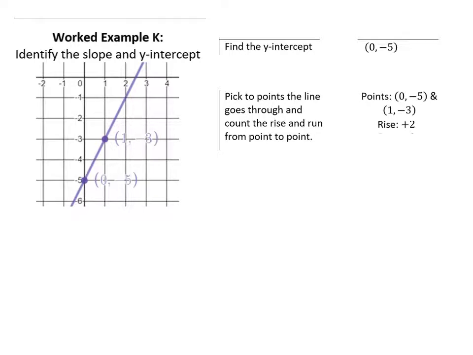The rise, we rise up 2 to get from -5 to -3. The run, we run to the right 1. So our slope is 2/1. Write our answer. Slope is 2, y-intercept is (0, -5).